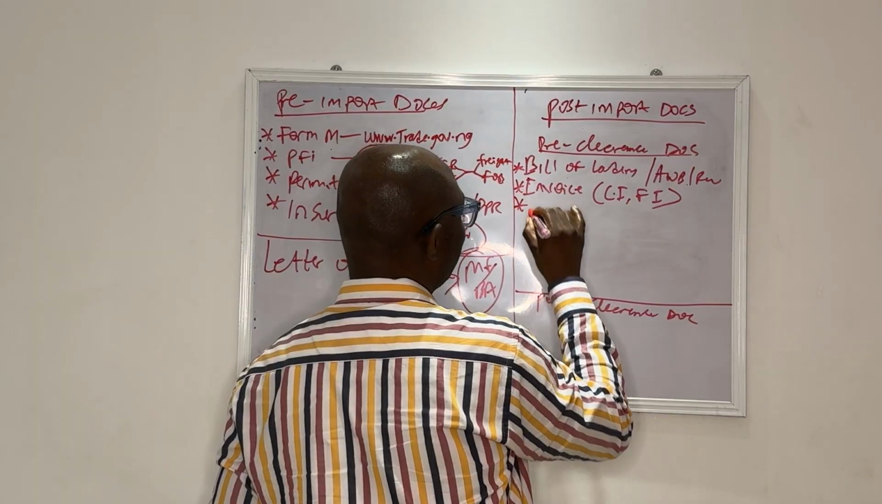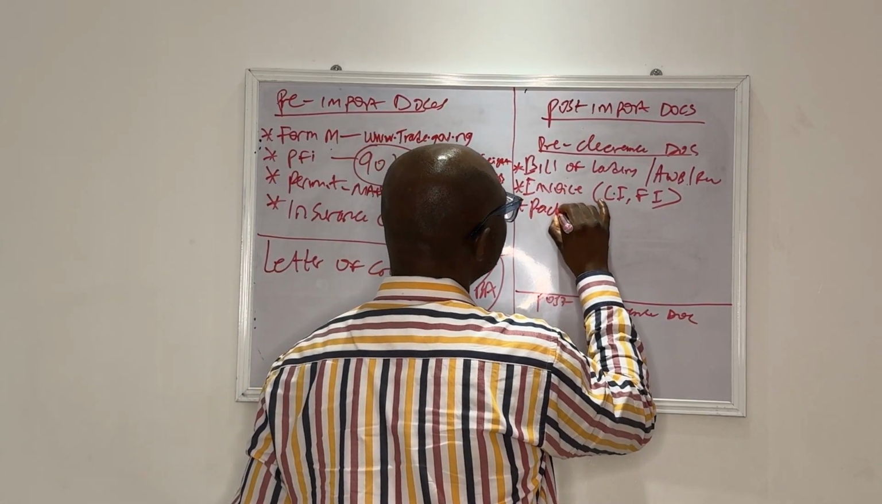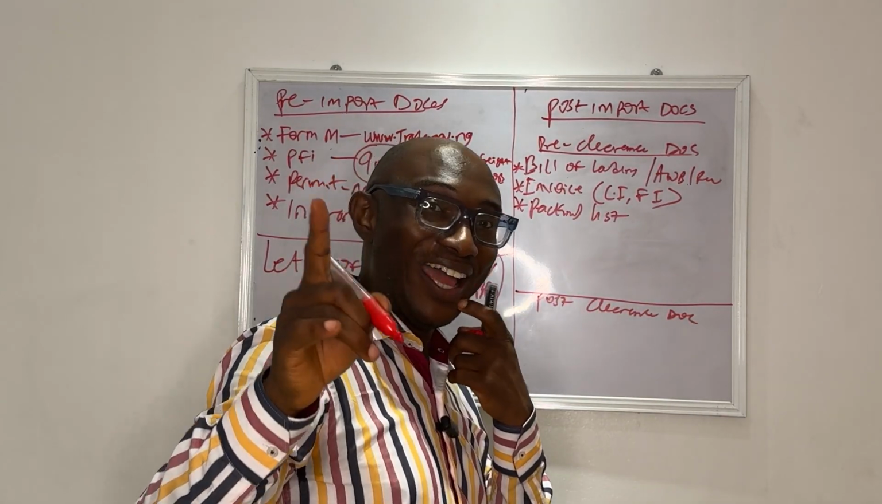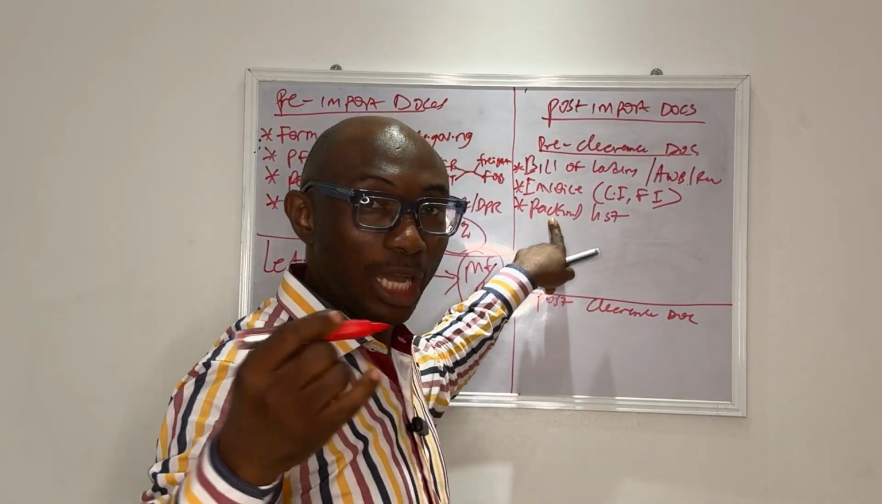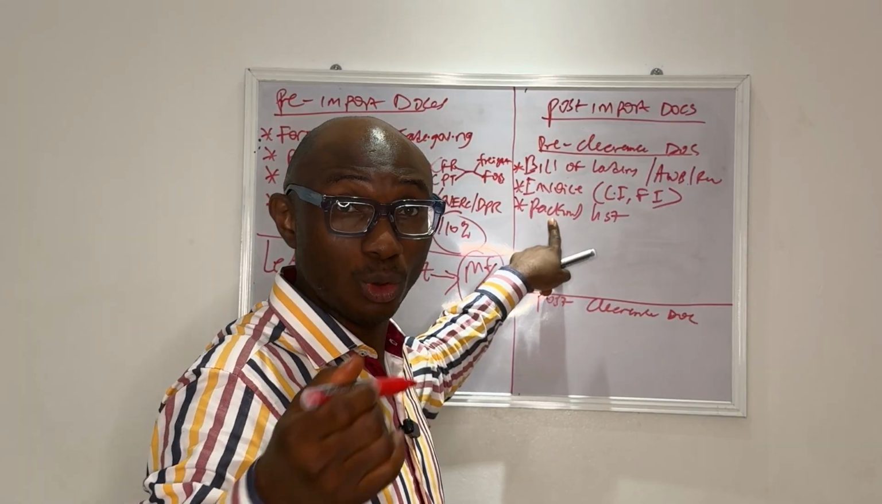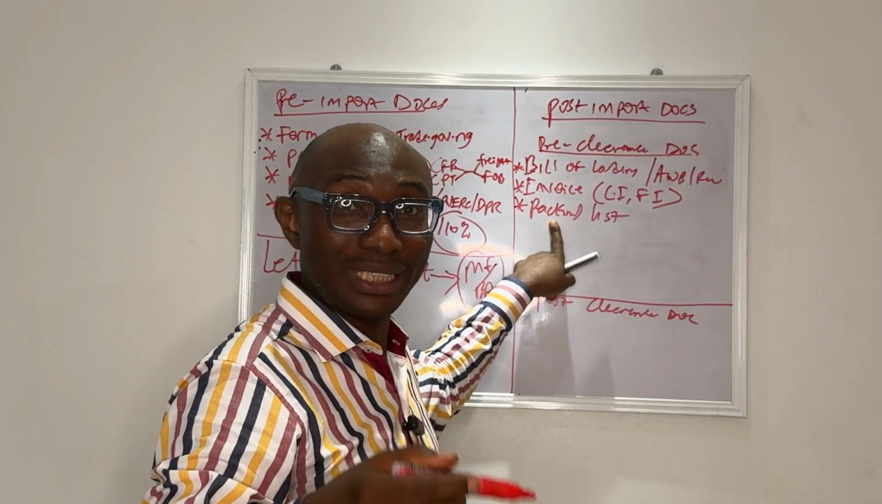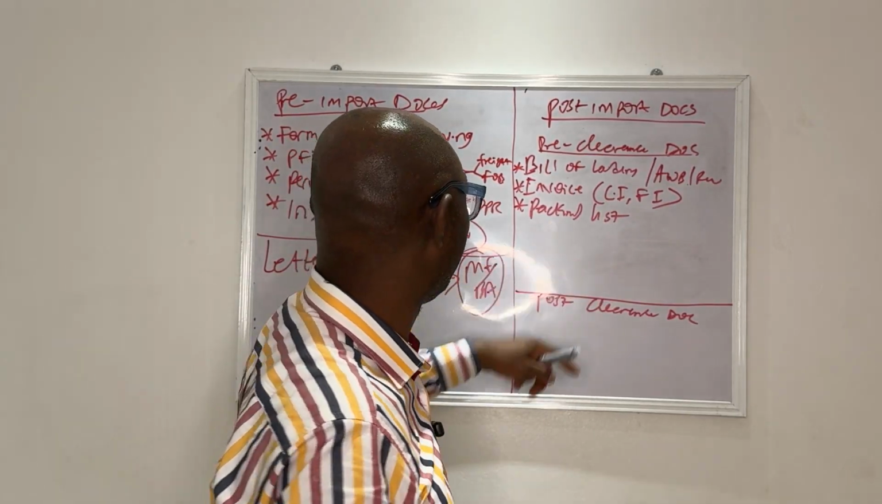Invoice, then you have the packing list. Just like we had under export, this is to pack the goods. It helps in clearing, it helps customs to be able to check. It helps exporter in loading, it helps importer in unloading, it helps customs in checking. Packing list.